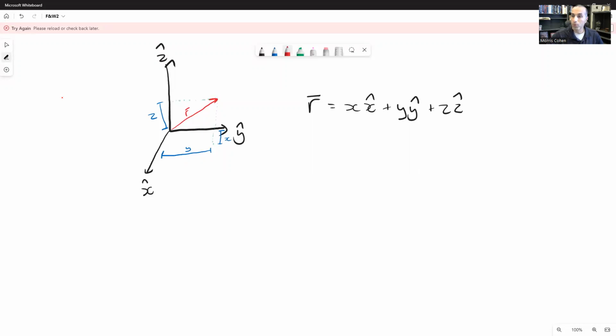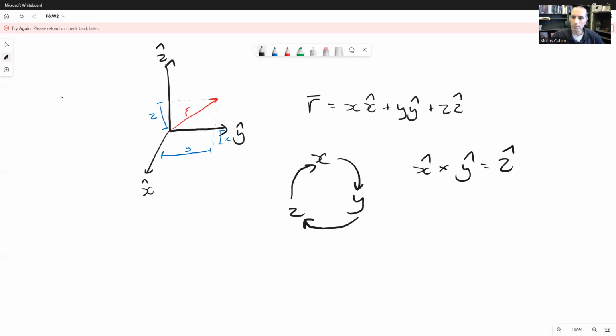Now, one thing that's important with any coordinate system that we're going to deal with in this class is that it's a right-handed coordinate system. What that means is that if I write down X, Y, and Z, and I draw arrows between them, if you go in the direction of these arrows, then we can take the cross product and get the third thing that's next, meaning X hat cross Y hat equals Z hat, Y hat cross Z hat equals X hat, and Z hat cross X hat equals Y hat.